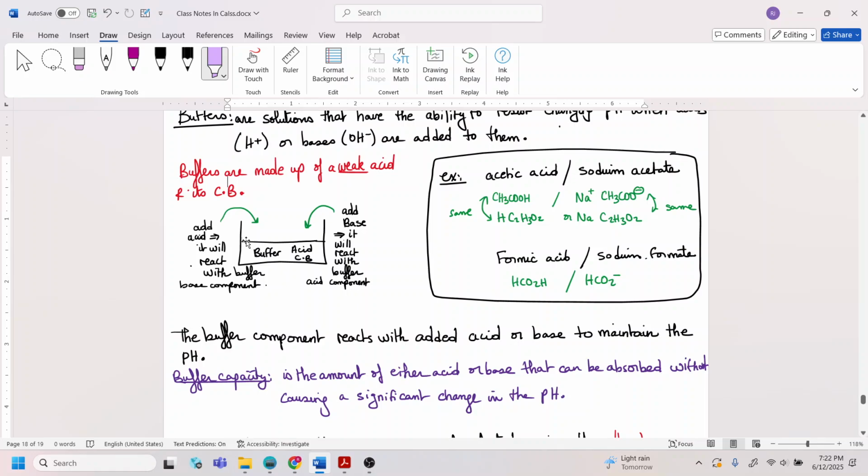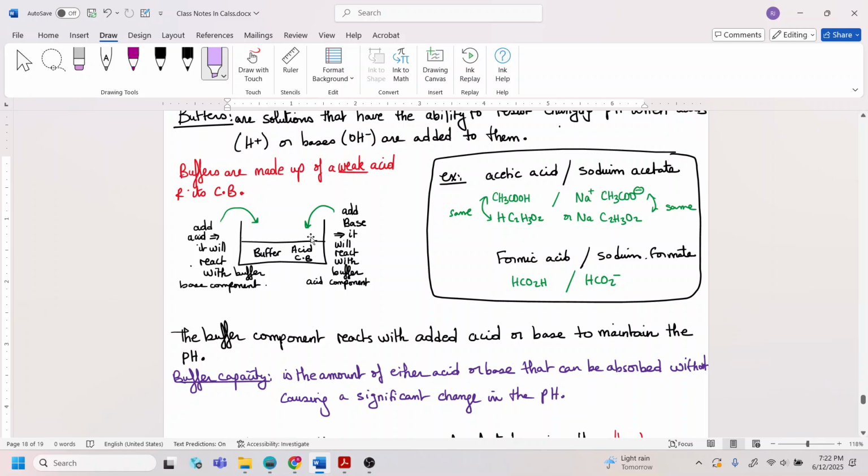So let's say, for example, you have a beaker, and in this beaker you have a buffer. We said that buffers are made up of two components: an acid part and a conjugate base part. Okay? So if we add a base to the buffer, in the buffer we already have a conjugate base in there and we already have an acid.